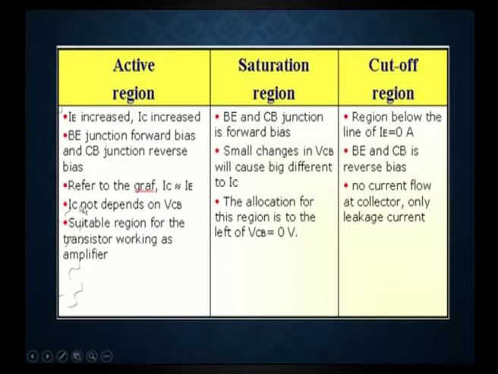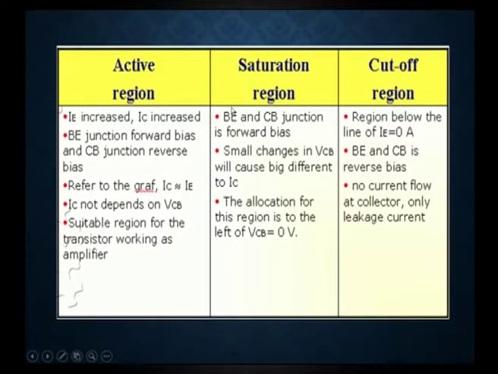In the output characteristics in the active region, the collector current does not depend on VCB. The collector to base voltage we can vary, and that should not affect the collector current. The collector current will not be affected by varying values of collector to base voltage, and this is a suitable region for the transistor working as an amplifier. This we have to remember for the active region. So, when it comes to the saturation region, this is how the transistor behaves.